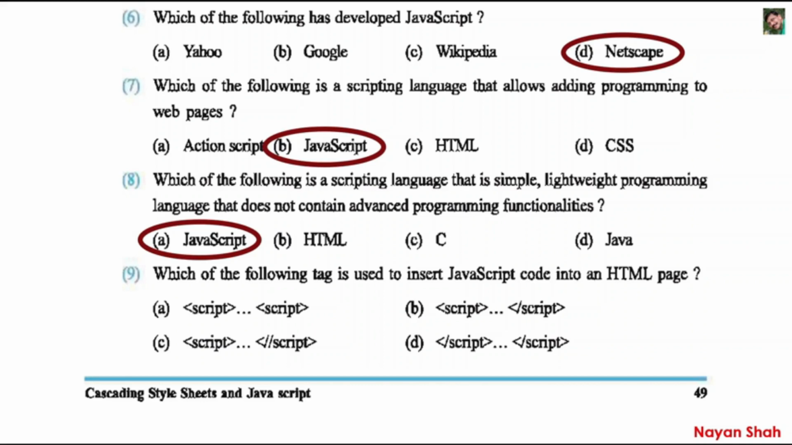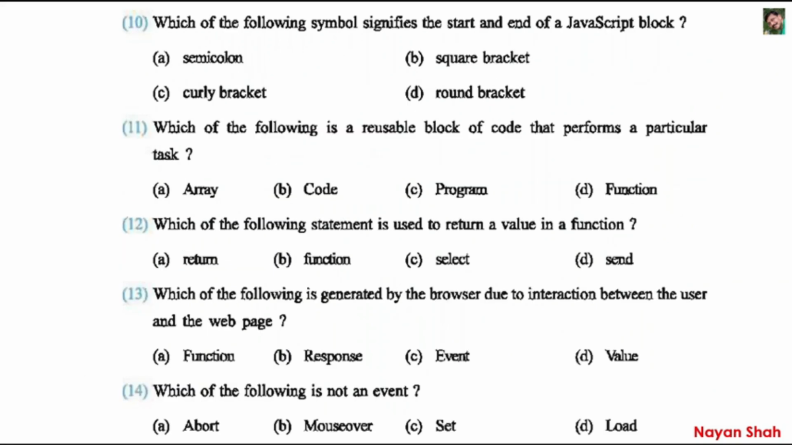Ninth question. Which of the following tag is used to insert JavaScript code into an HTML page? So as you know that CSS is written between style and /style. So JavaScript code is written between script and /script. Again, observe all the four options and be careful in selecting your correct option, script and /script. So that is 9th MCQ.